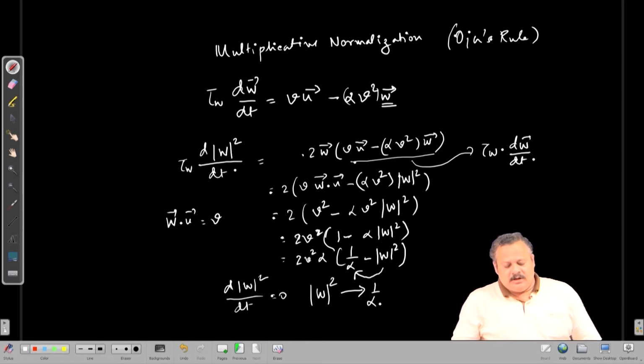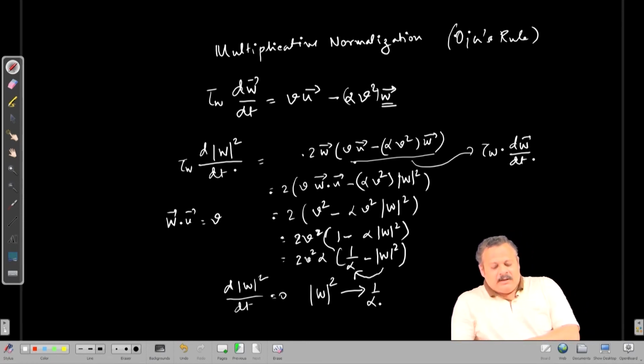And so, here also we see that there is no unconstrained growth of the weights, because ultimately the w reaches a fixed value. So, both these normalization rules are useful for many computational models. However, in terms of real neurons, they have many elements that are not really supported by evidence so far.